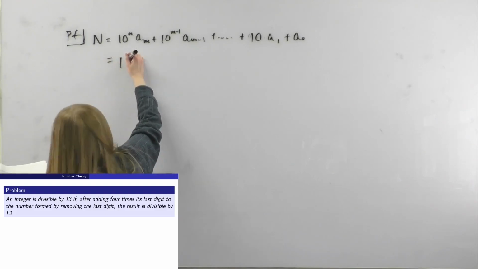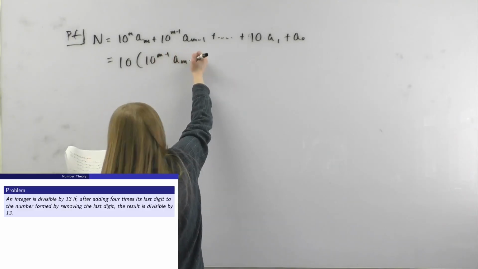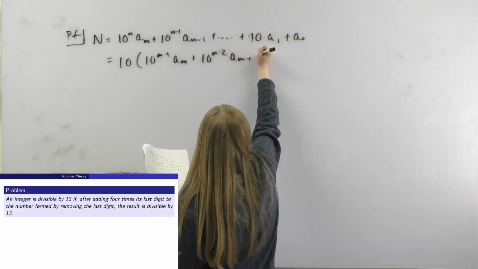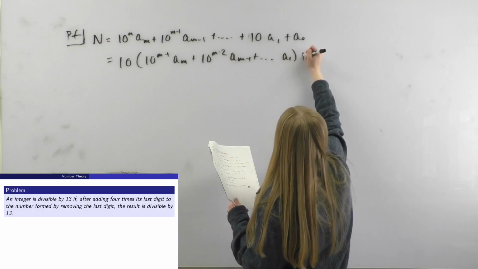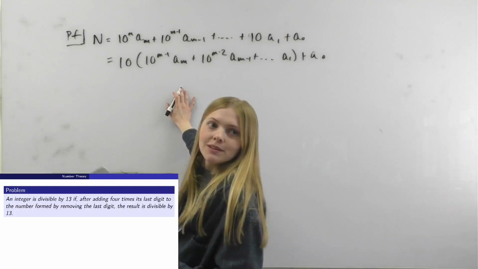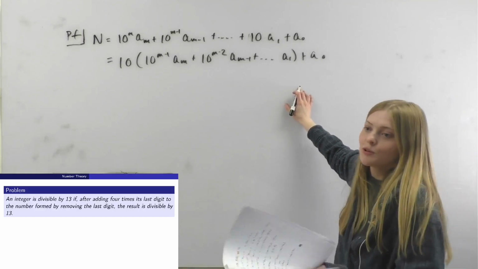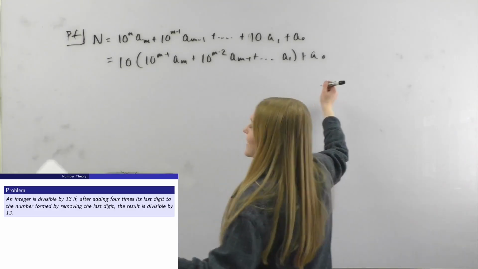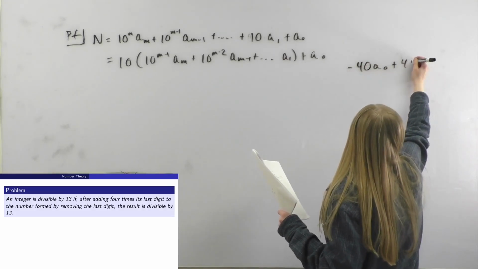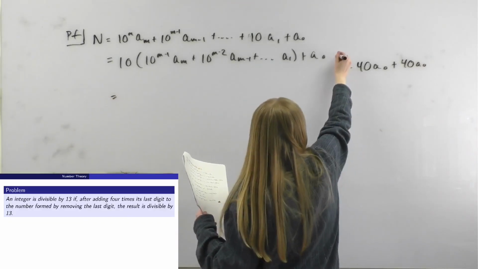We're going to do the fancy pull out a 10 trick. We have 10 to the m minus 1 times a_m plus 10 to the m minus 2 times a_(m-1), dot dot dot, plus a1 plus a0. Does anyone want to guess what the fancy add 0 is going to be? Well, 4 is... Yeah, it's 40. So we're going to subtract and add 40a0 to this.